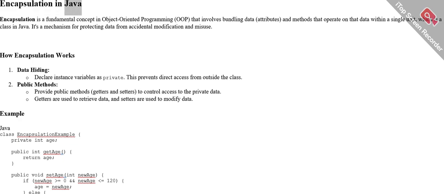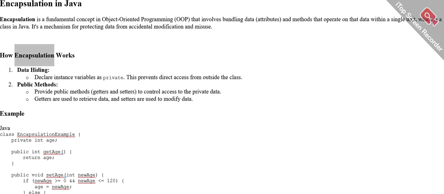Encapsulation in Java. Encapsulation is a fundamental concept in object-oriented programming, OOP, that involves bundling data, attributes, and methods that operate on that data within a single unit, which is a class in Java. It's a mechanism for protecting data from accidental modification and misuse.